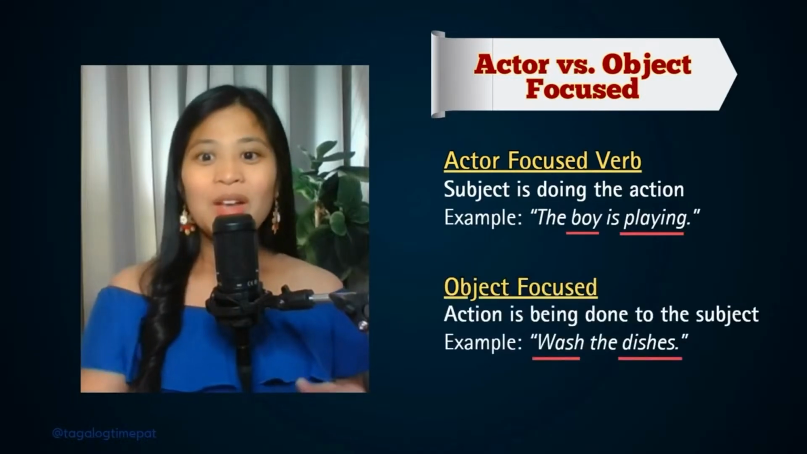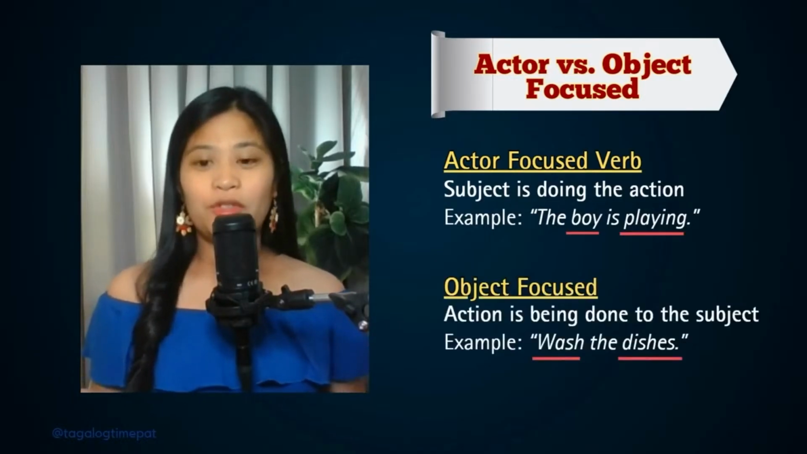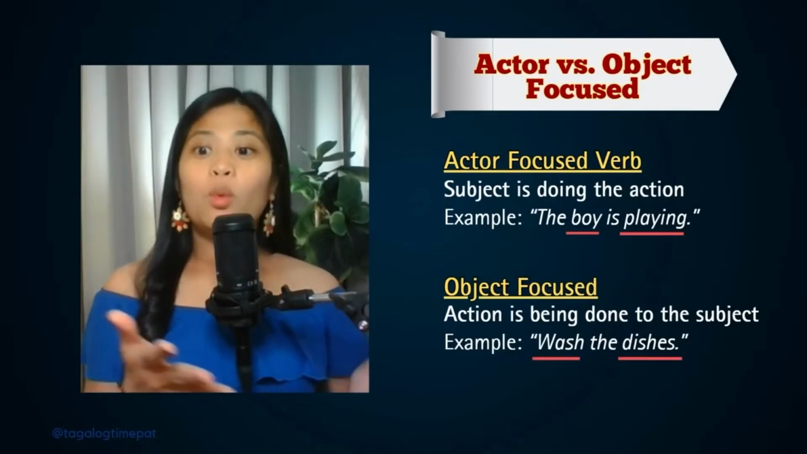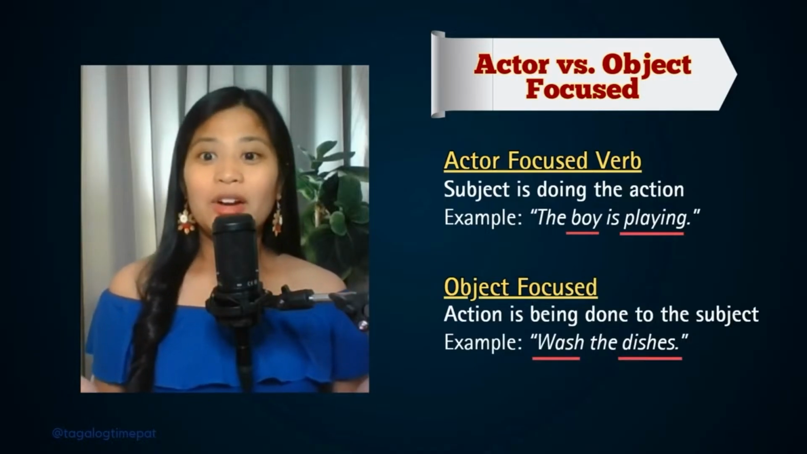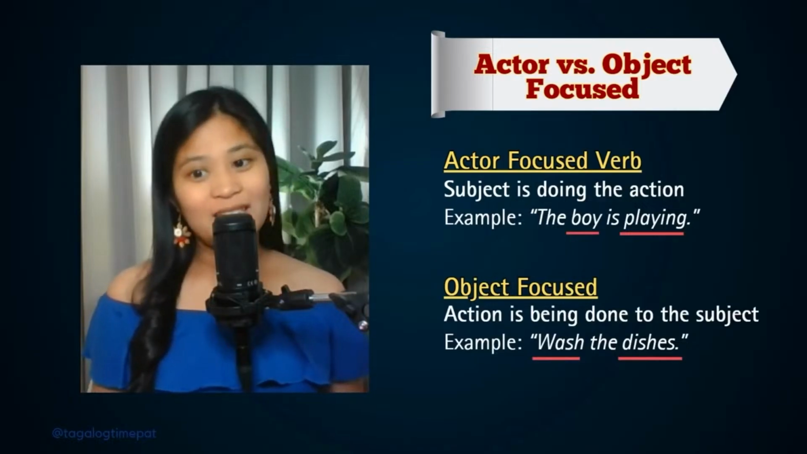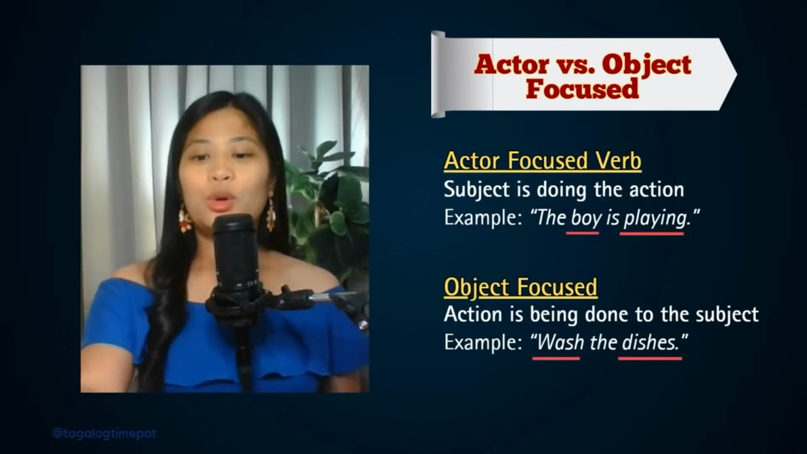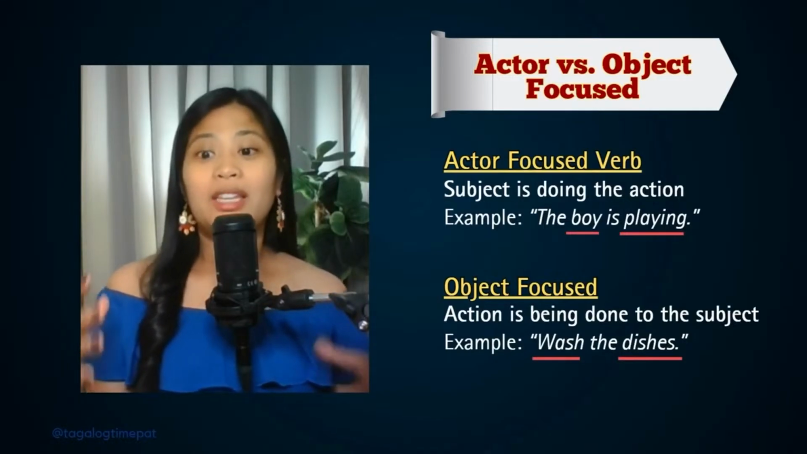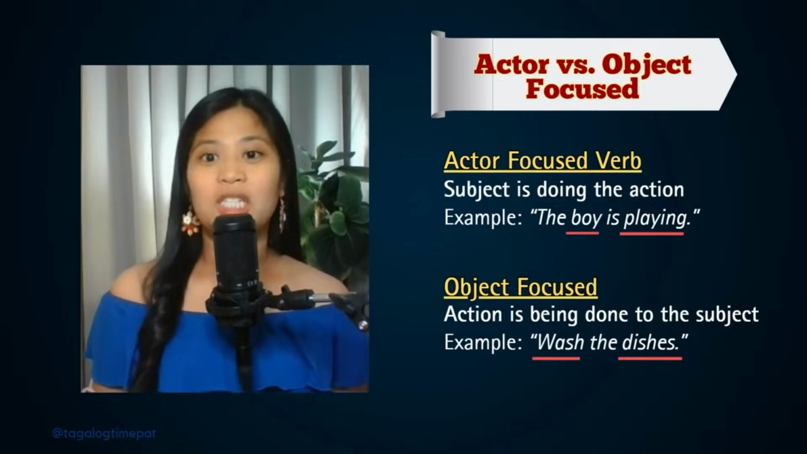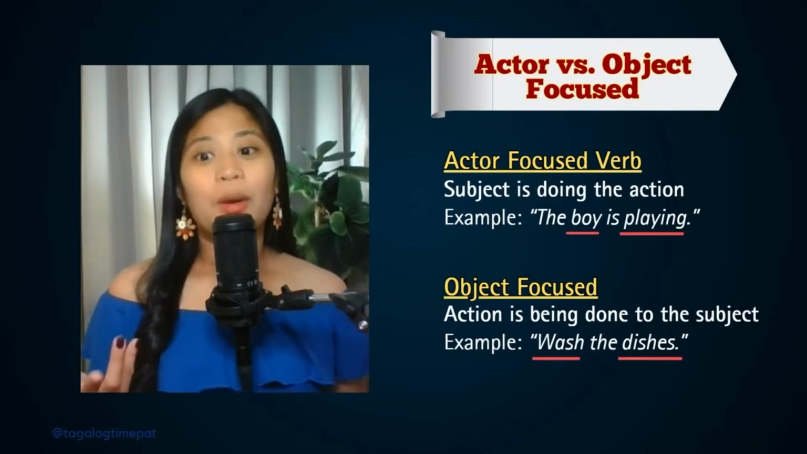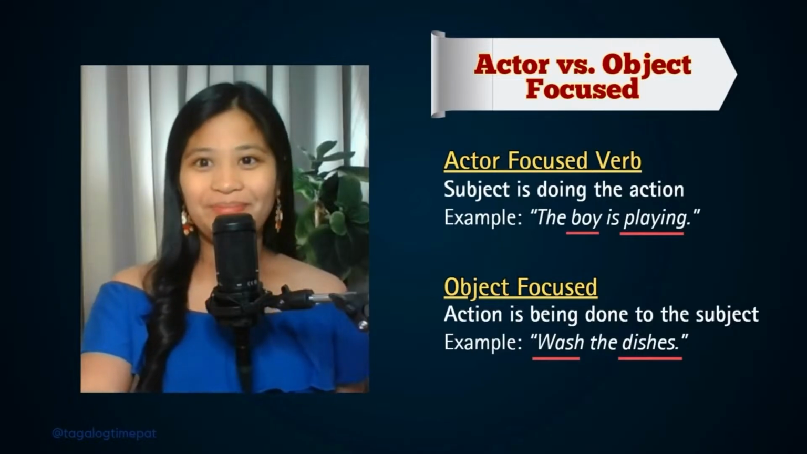Whereas for an object-focused verb, the action is being done to the subject. For example, wash the dishes. Here, the subject is the dishes, and something is being done to them. They are going to be washed. So here the focus is more on the object, which is the dishes, versus when the focus is on a subject like a person or the actor.